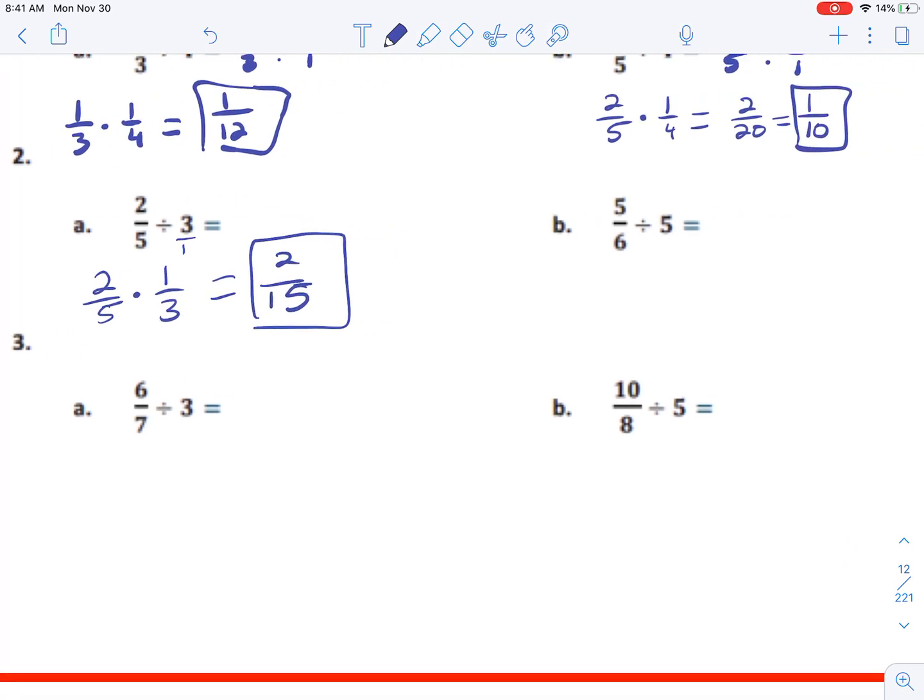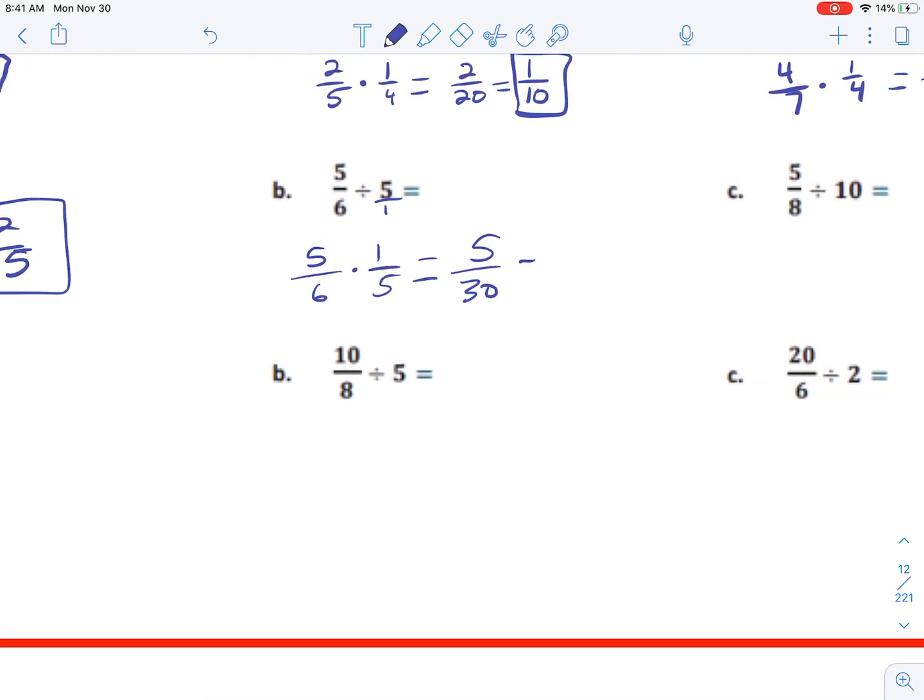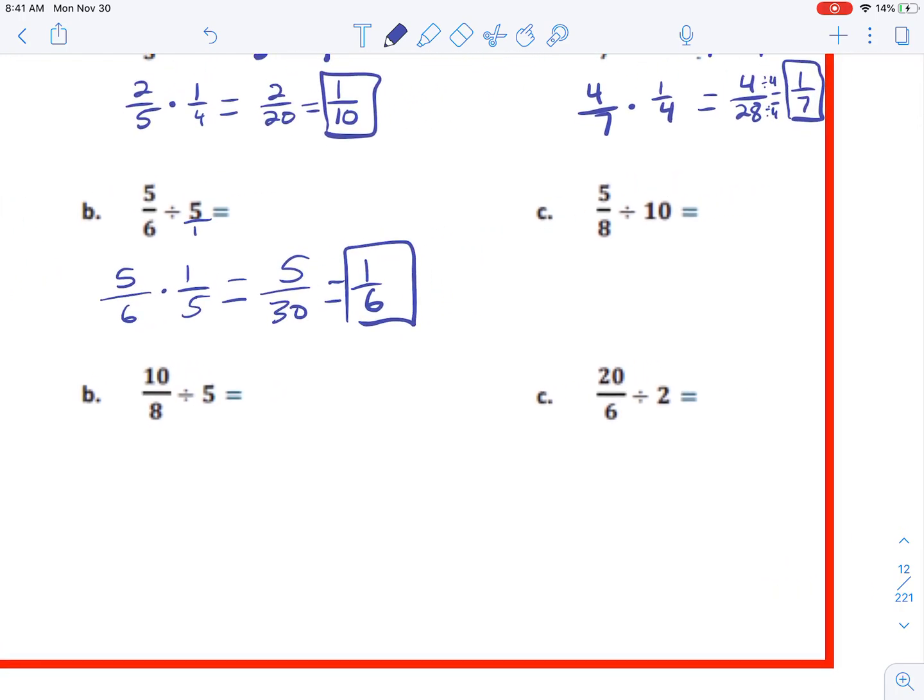Okay, 5/6 divided by 5 over 1. We skip dot flip, 5/6 times 1/5, which equals 5 over 30. We can simplify this to 1/6.